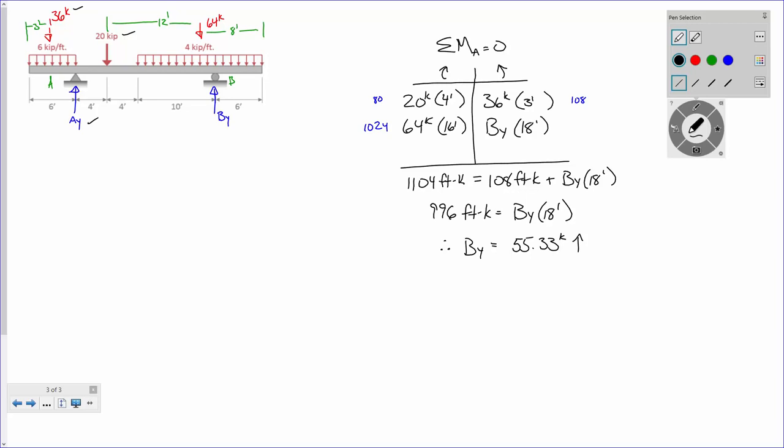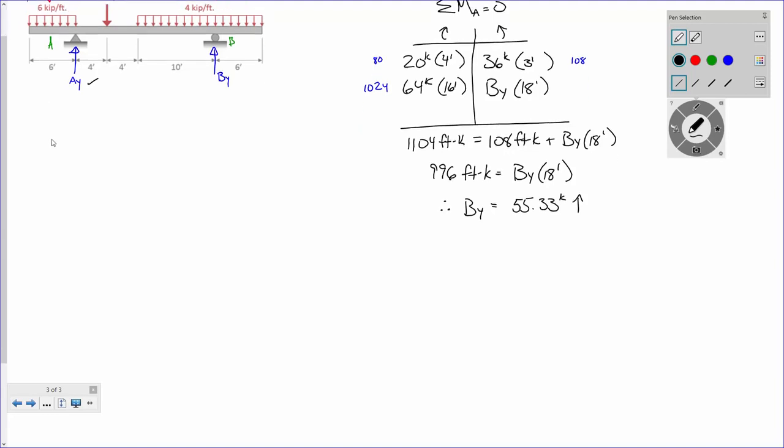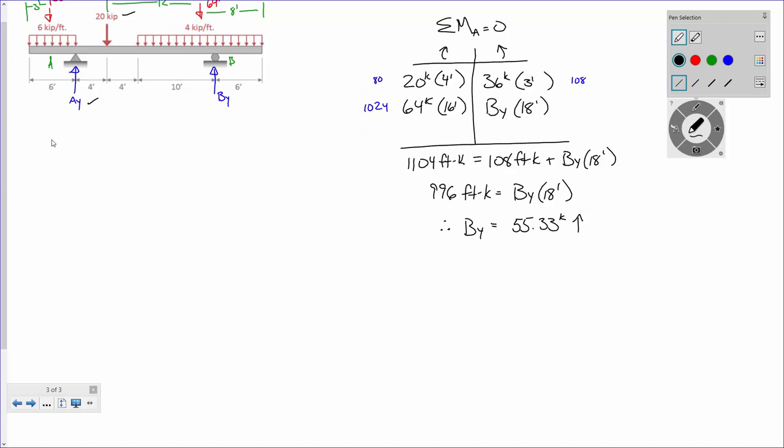So far, so good? Y'all like the table? Some people like it, some people don't. All right, so you all have the problem in front of you, so I'm going to scroll down a little bit. We've got sum of moments about A, so what's left? Before I forget, I'm going to go ahead and write 55.33 kips on the little diagram up there. I think I'm starting to get the hang of this little pen thingy.